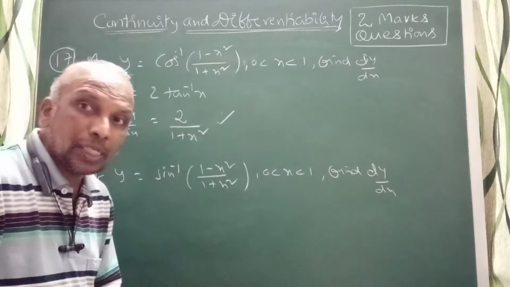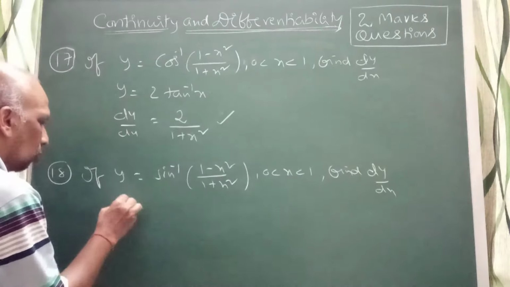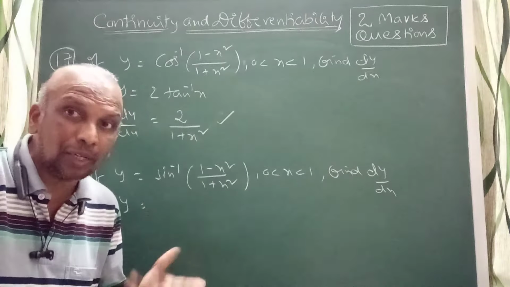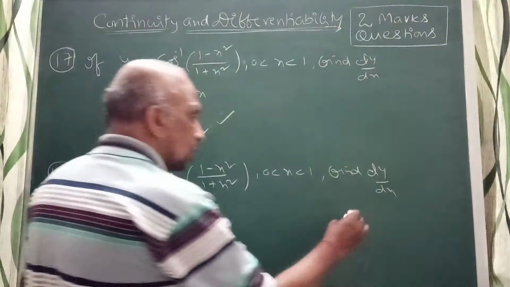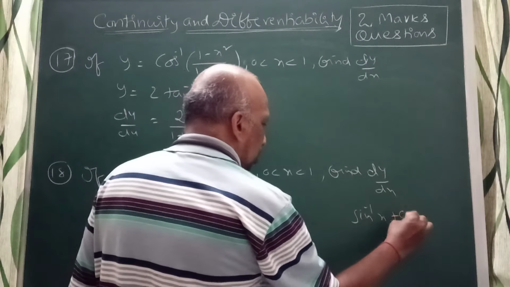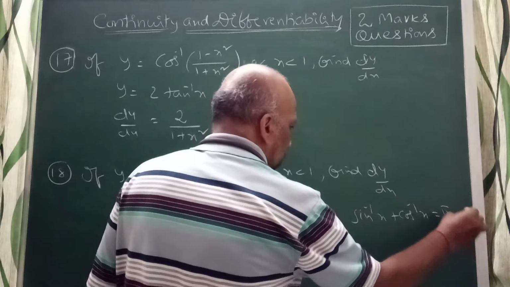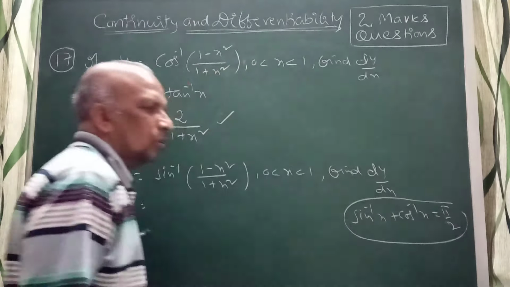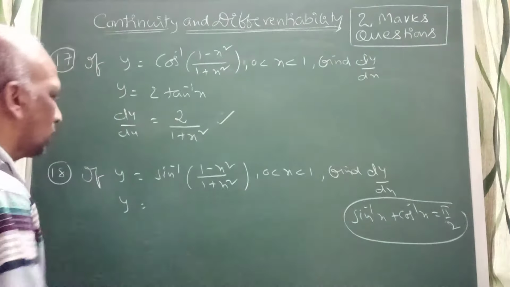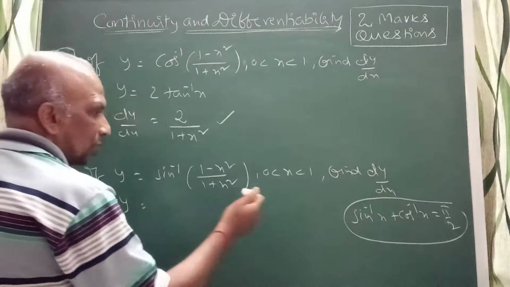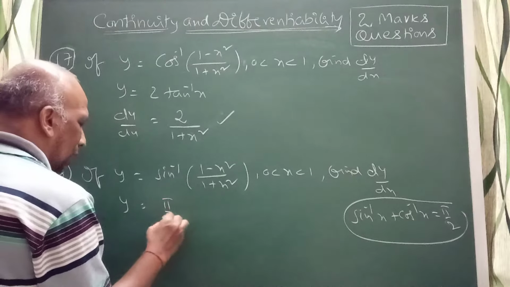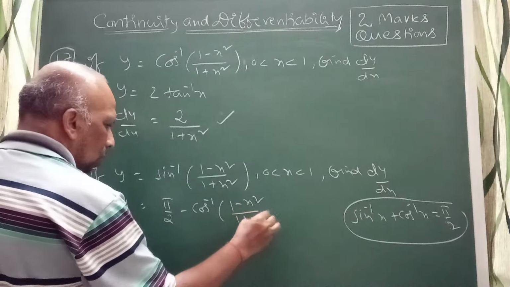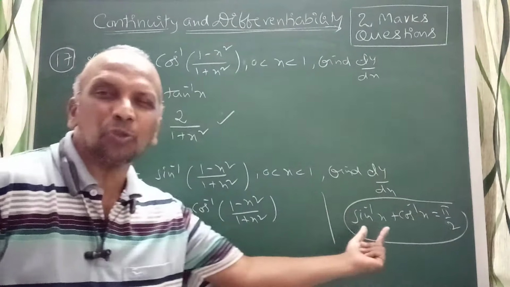Sin inverse of (1 minus x square) by (1 plus x square). But here y is equal to, this is not 2 tan, so directly I can't write 2 tan inverse x. But we know that sin inverse x plus cos inverse x is equal to pi by 2. We know this formula, right? According to that, I can write this one: sin inverse of, then I can write pi by 2 minus cos inverse of (1 minus x square) by (1 plus x square), according to this formula.